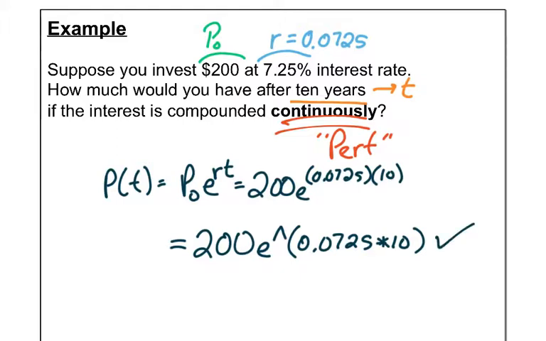Ready? I'm going to do it. 200, second LN button, e to the 0.0725 times 10, and hit enter. All right, friends, you want to see how we did? I got about $412, and 946 rounds up to 95 cents. So pretty good. It was in there for 10 years. That's a long time. A little bit more money, a much higher interest rate, and you're compounding continuously, which is going to be a little bit more.